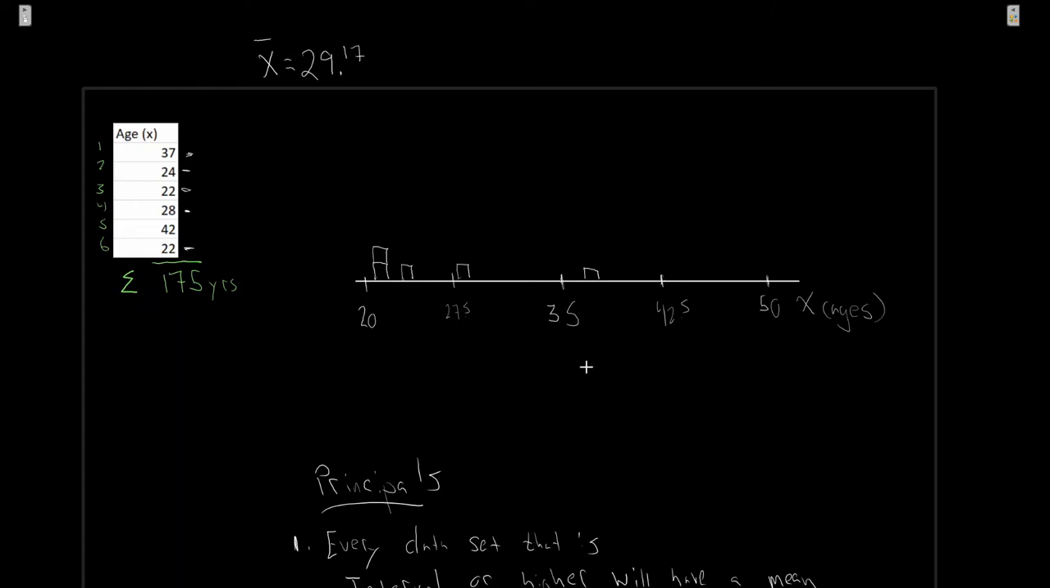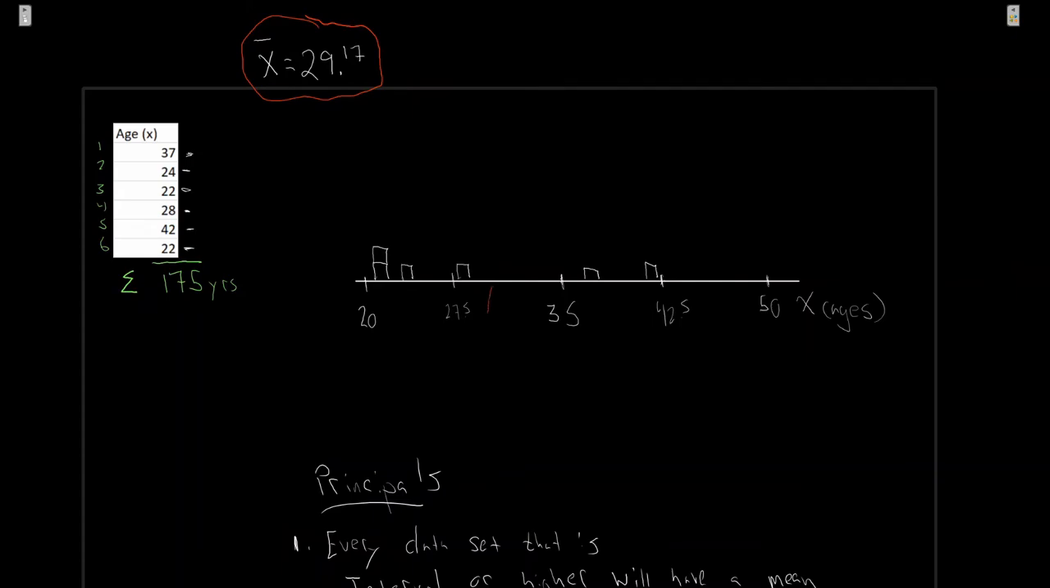35 is there. There we go. Let's say that's 37. And then the final one, 42. So there we go, there's my 42. So what we want to keep in mind then is where our mean was, where our arithmetic average was. And we said our average value was at 29.